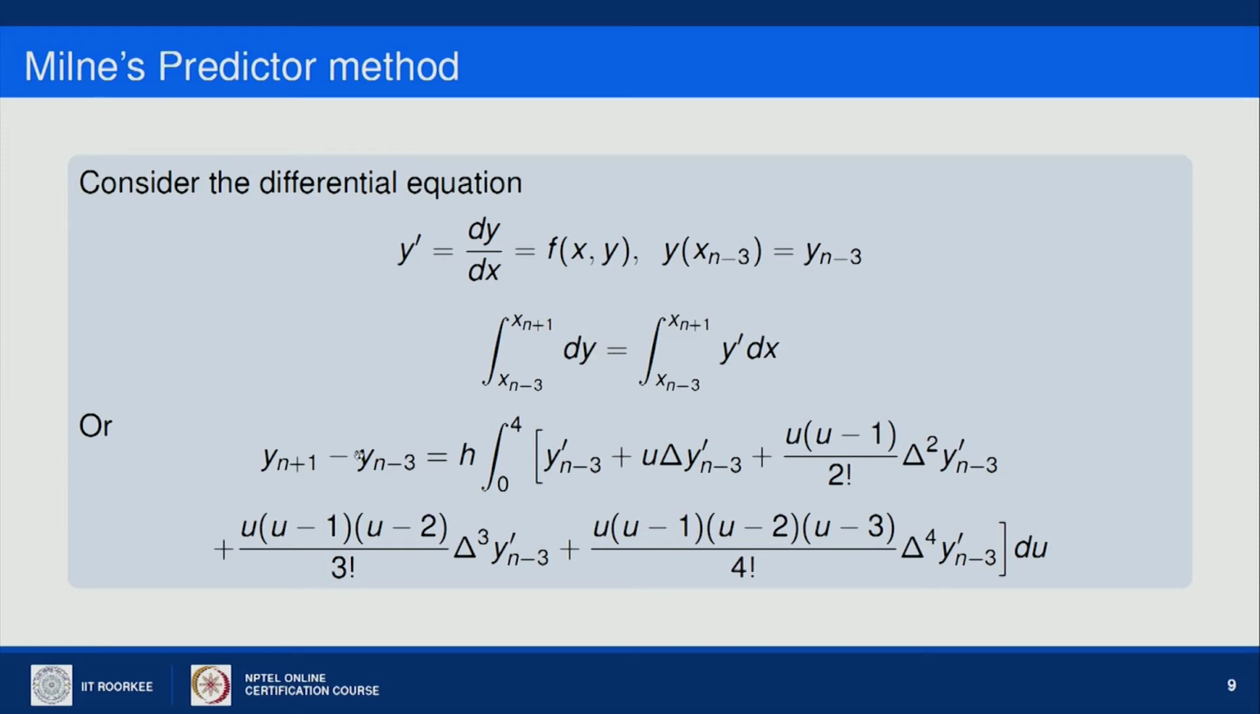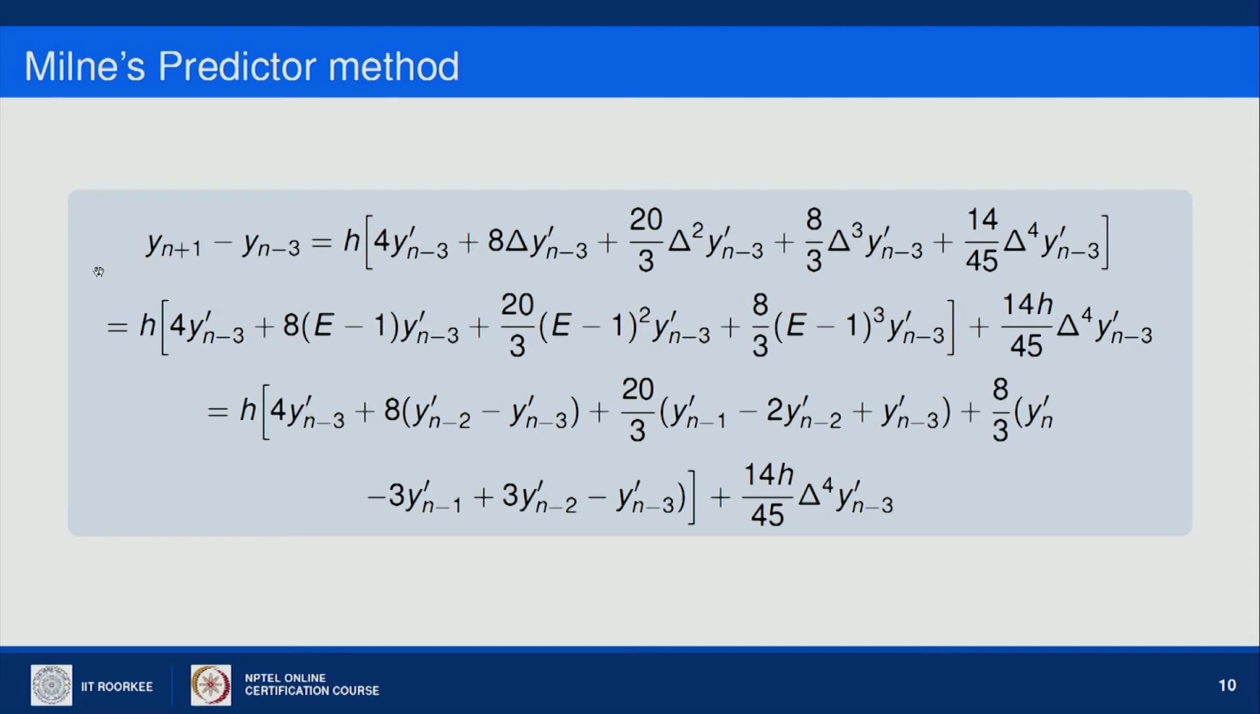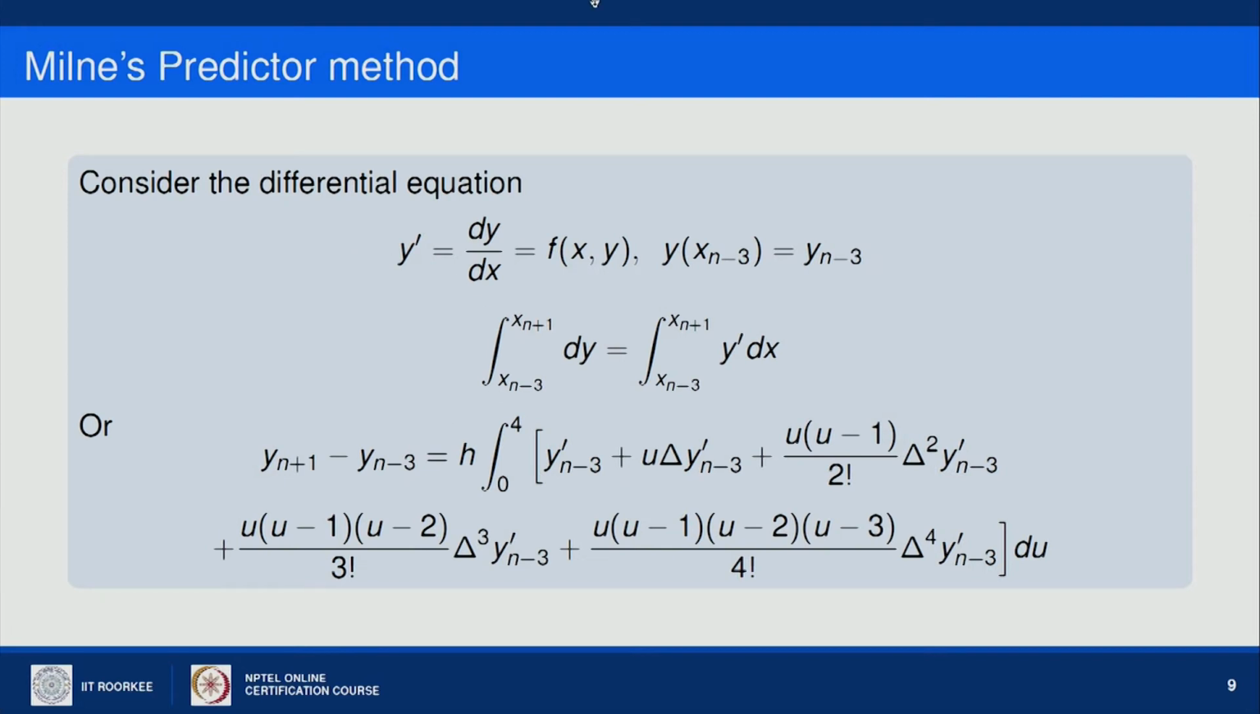So, it will become y n plus 1 minus y n minus 3 from the lower limit, equals h times the integral from 0 to 4, and from Newton's forward formula it can be written as y prime n minus 3 plus u into delta of y prime n minus 3, and so on up to 4th order, and finally du of this. So, y n plus 1 minus y n minus 3 equals what we are writing as this formula, and when I integrate it, the u terms will come here because the integration of 1 will become u with respect to u.